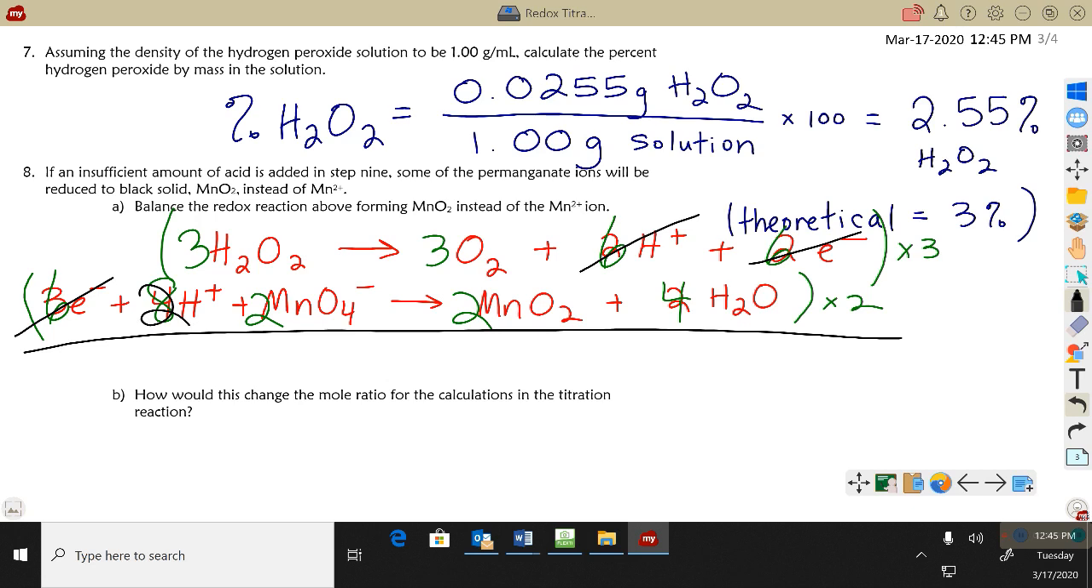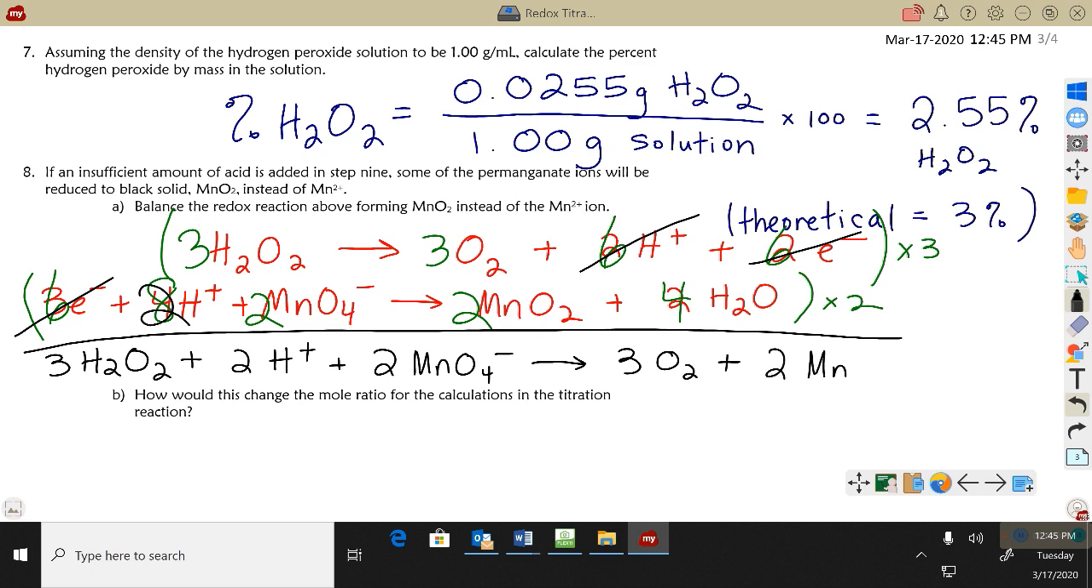In any order, here on the reactant side, I'm left with 3 hydrogen peroxide, 2 hydrogen ions, and 2 permanganate. On the product side, in any order, I have 3 oxygen, 2 of these manganese dioxide, and 4 water. Fantastic. I think we got it.